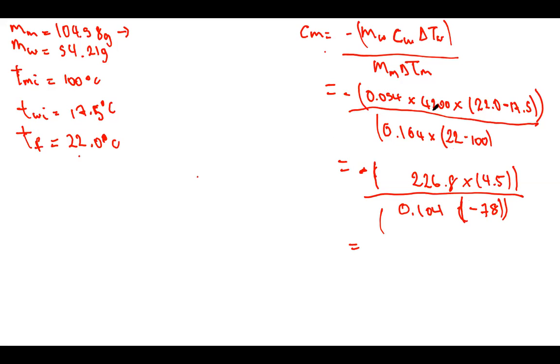0.054 times 1400, we got 226.8. We got 22.0 minus 17.5, and we have 4.5. Now we're trying to figure out what's happening at the top. 226.8 times 4.5. What's the answer here? Alright, so we see 1020, right? Okay, that's good. 1020.6.